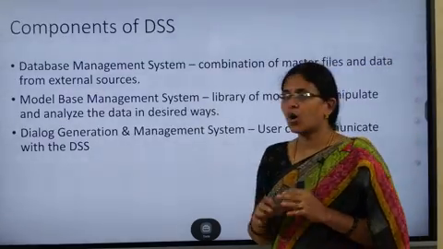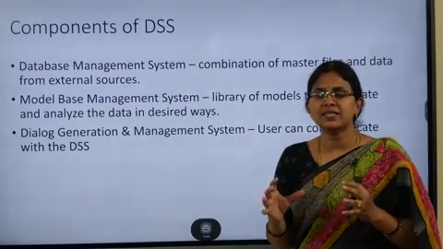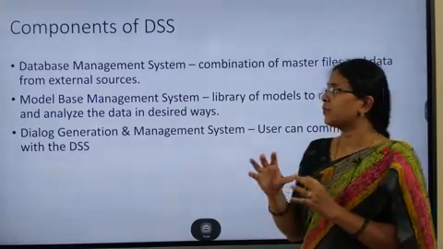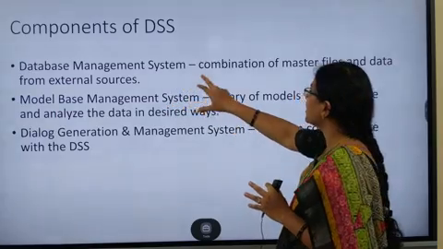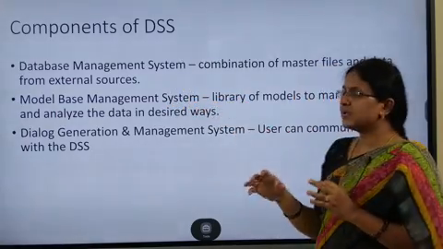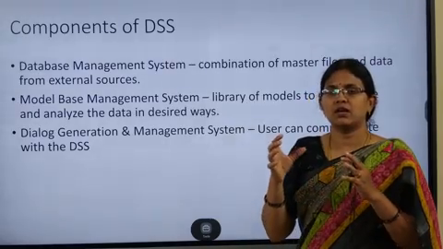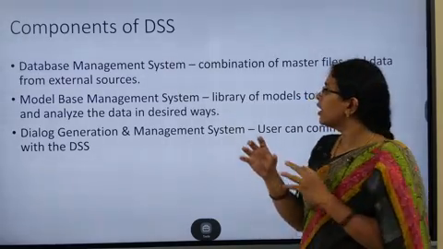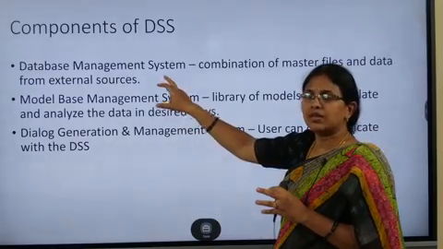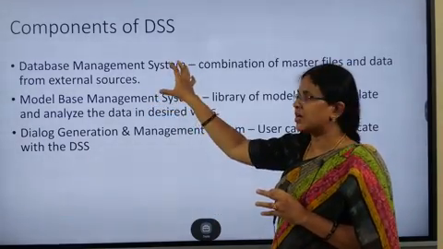And next one, components. Coming to the components that exist in the decision support system. First one, database management system. It contains all the master files and data which you have collected from external sources. So in the DBMS they maintain all the master files.